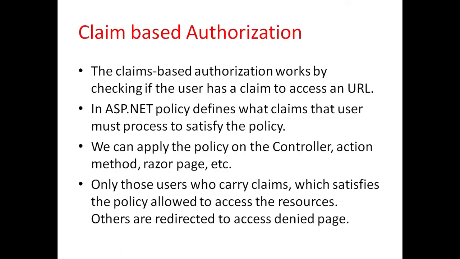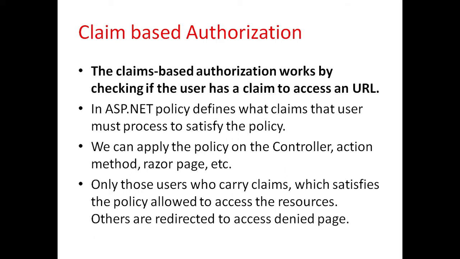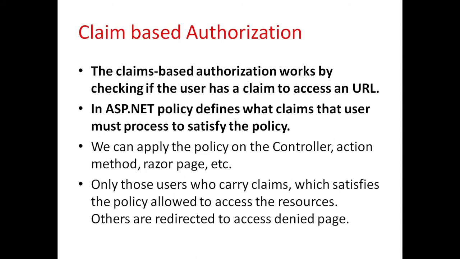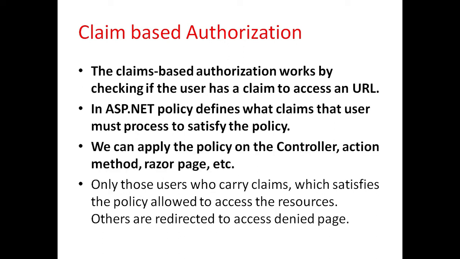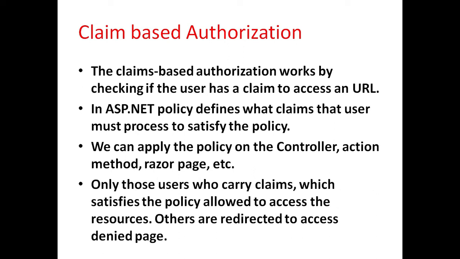Next is claim-based authorization. The claim-based authorization works by checking if the user has a claim to access a URL. In ASP.NET, a policy defines what claims the user must possess to satisfy the policy. We can apply the policy on the controller, action method, Razor pages, etc. Only those users who carry claims which satisfy the policy are allowed to access the resources. Others are redirected to the access denied page.